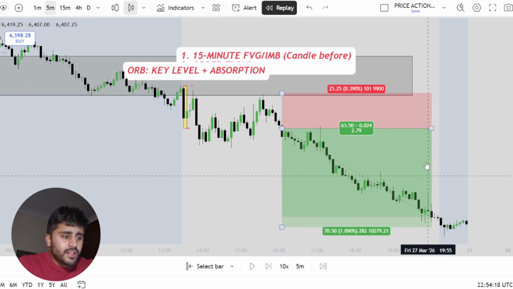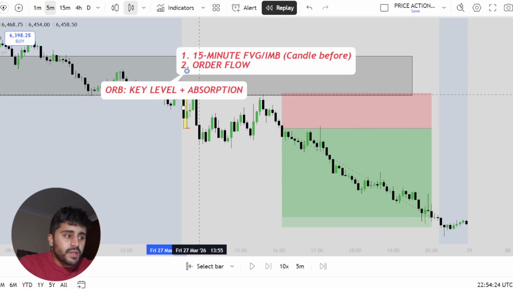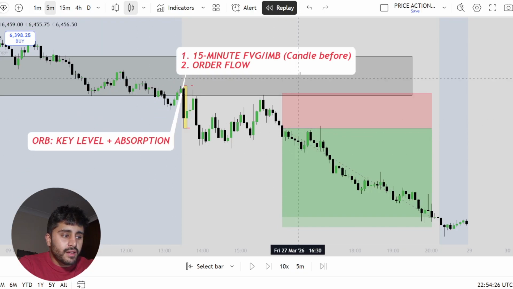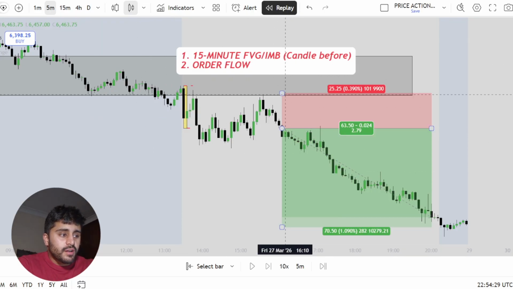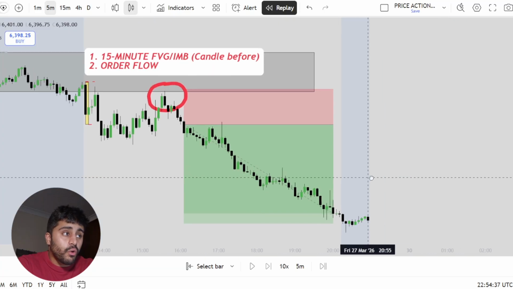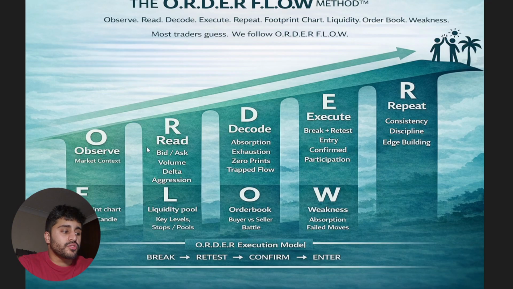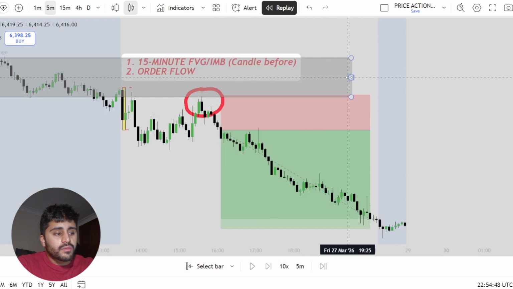So in order for you to take trades like this, you want to understand how you find your key levels and why they form as key levels. This is the biggest lesson to take away from it. It's all about levels. Levels come down to two things: 15-minute imbalance and order flow. Let's break down this rejection. We're going to skim through the whole order flow method using every single technique in the book. So we want to observe that the market hit a key level. There we go, the market hit a key level.